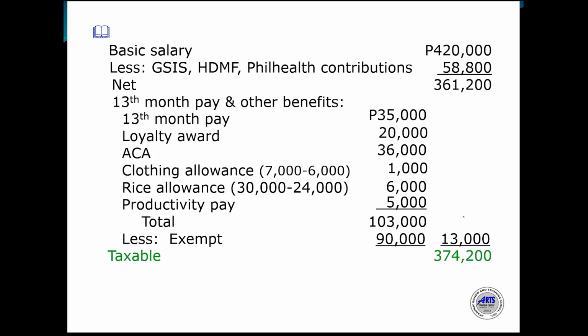Pwede tayong magkaroon ng computation on other fringe benefits like housing, motor vehicle, loan, etc. But that will be a separate computation, separate discussion kasi medyo may kahabaan ang discussion dyan.